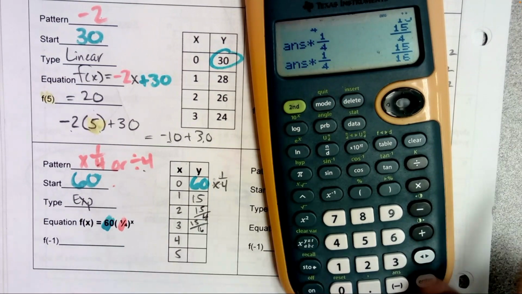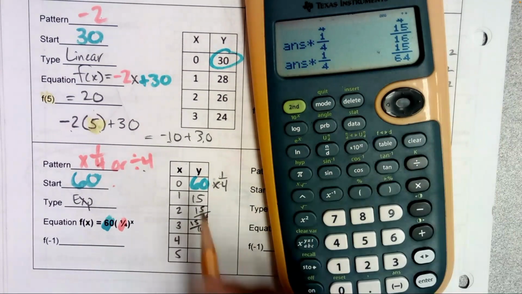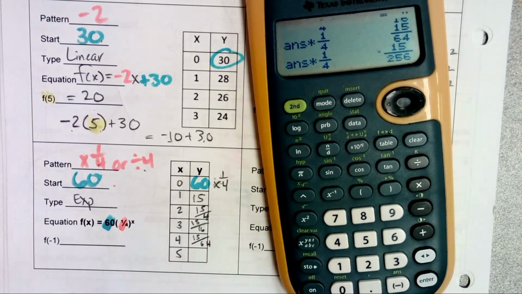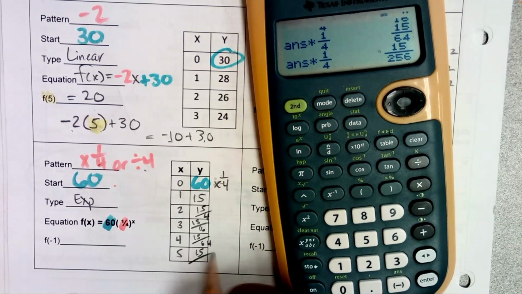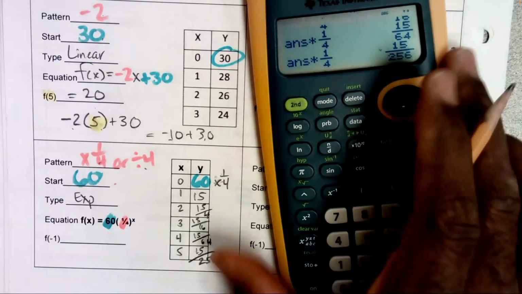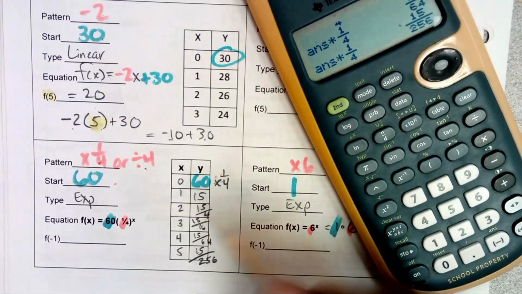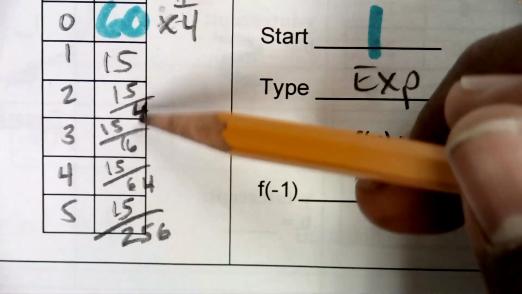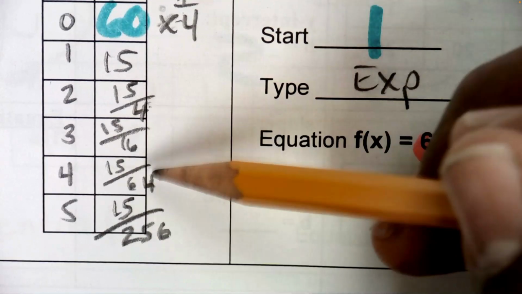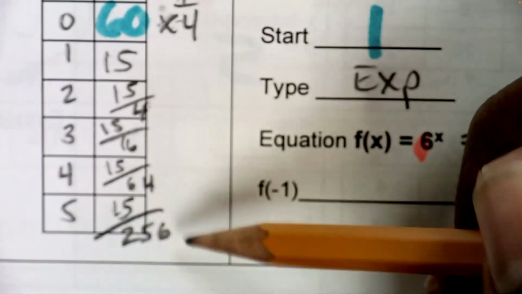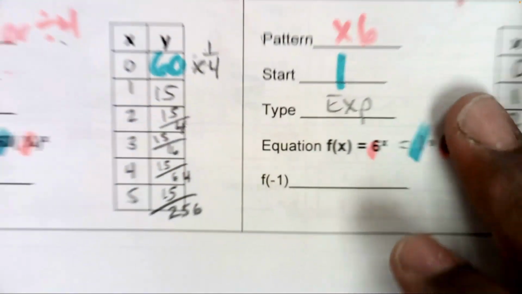15/16. Hit it again. Okay, now we get 15/64. Hit it one more time. And now we get 15/256. All right, and what you're going to notice, there's a pattern there, by the way. If you look at the bottom number, it starts to increase by multiplying by 4. 4 times 4 is 16. 16 times 4 is 64. 64 times 4 is 256. So it does follow a pattern.